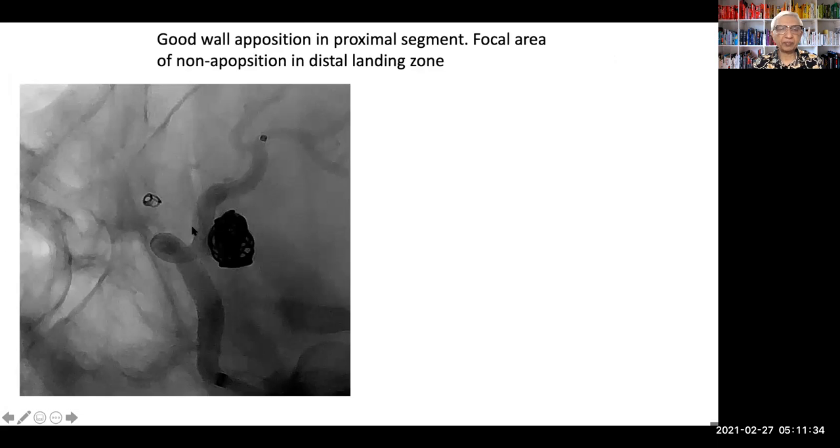But if you look at the picture above, you see this segment is not open. So why does this not open? When we push on the flow diverter, it will tend to buckle into the neck of the aneurysm, rather than oppose onto the wall, because this point has got less resistance than the straight segment.